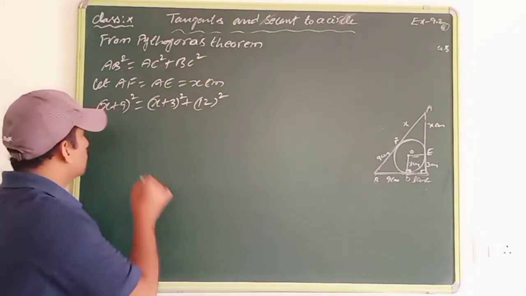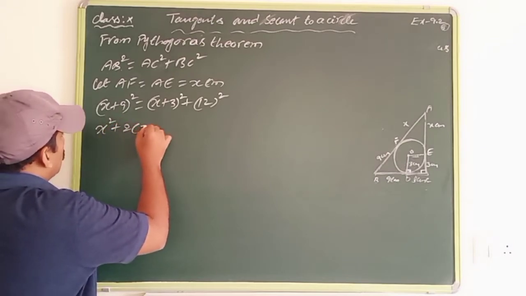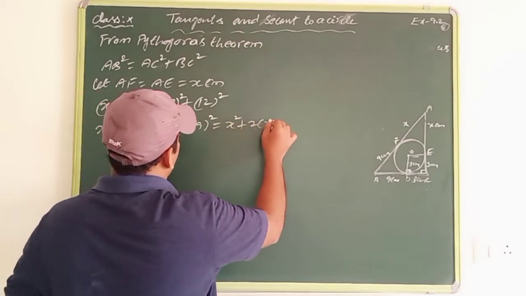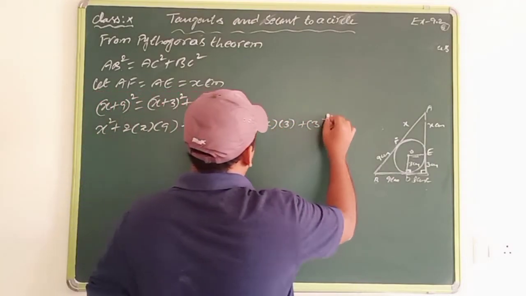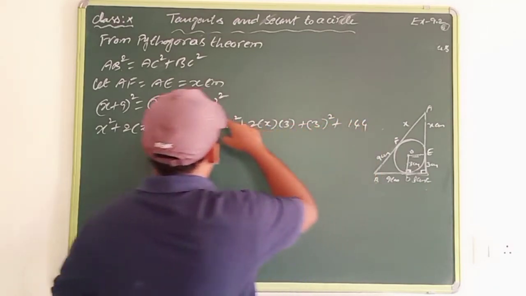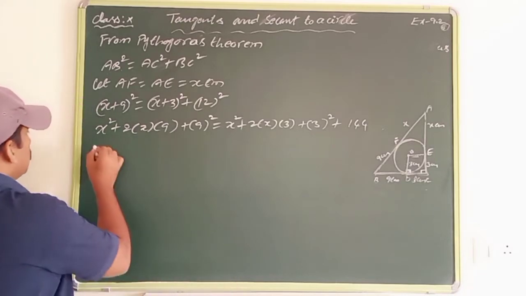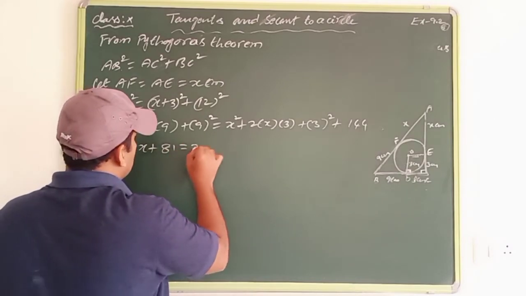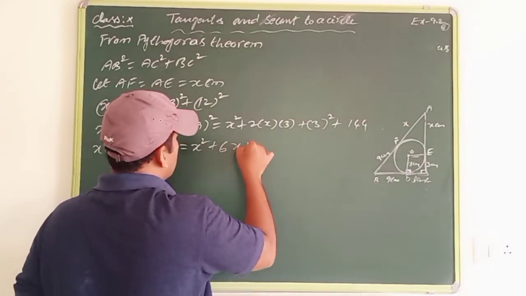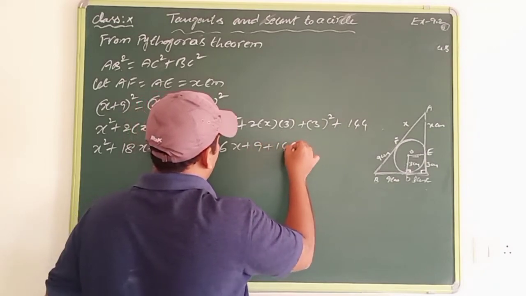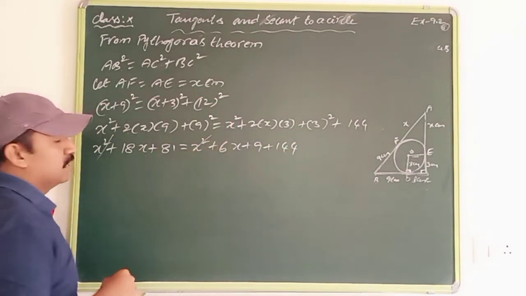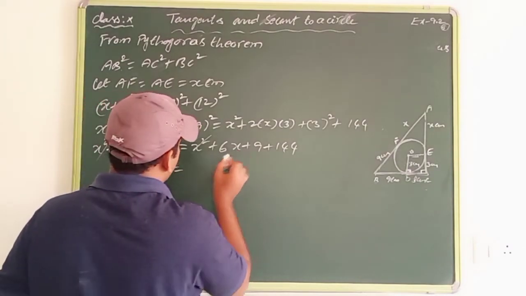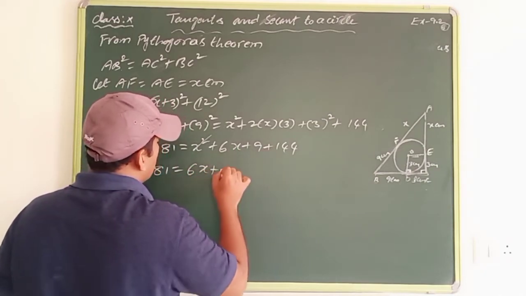Okay, so this is in the form of (a plus b) whole square. How do we write (a plus b) whole square? We write a square plus 2ab plus b square. So x square plus 2 into x into 3 plus 3 square plus 12 square, which is 144. Now this is x square plus 18x plus 81 equal to x square plus 6x plus 3 square, which is 9, plus 144. So we can cancel x square on both sides, and here we have 18x plus 81 equal to 6x plus, and by adding both we get 150.